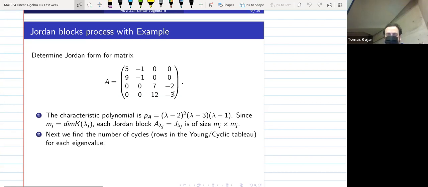Mistake? Oh, it was 3 minus lambda. Yeah, thank you.